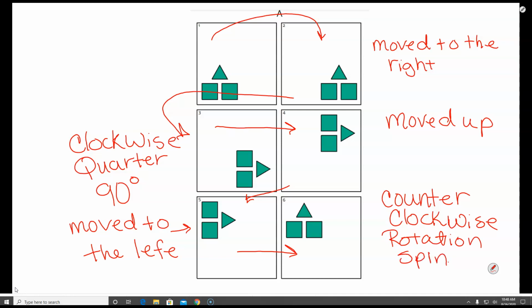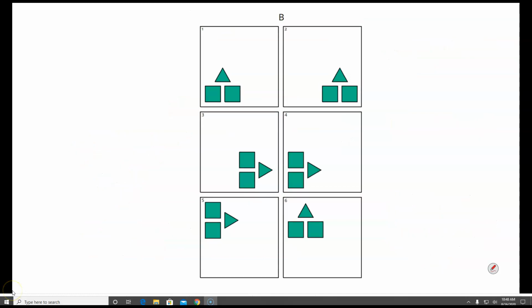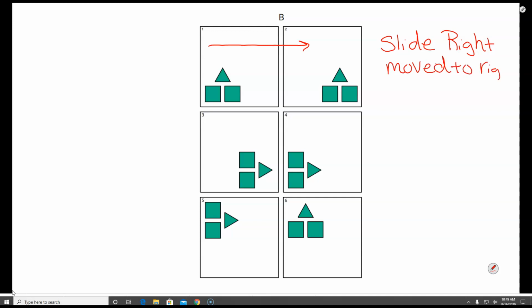So then we're going to look at the next one, B, which starts out really easy too. We'll start with 1 and go to 2. So what did we do here? We just simply made a slide to the left. Oh, I'm sorry, that's to the right. So we slide right, or you could have just said you move to the right. Either one would be fine.